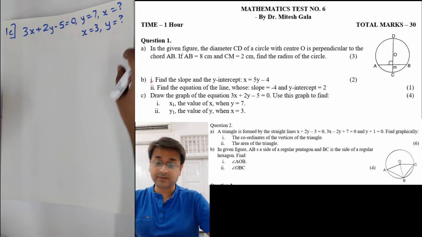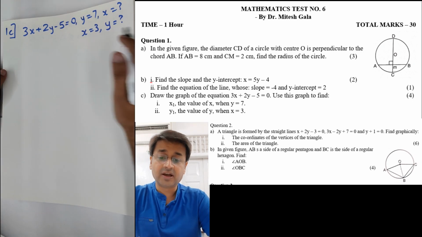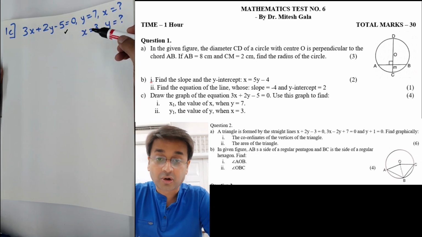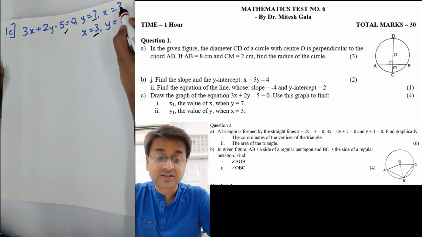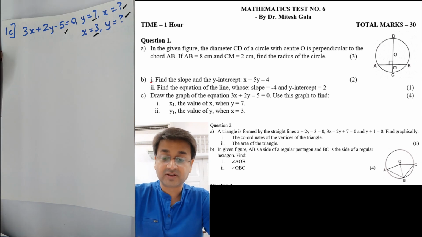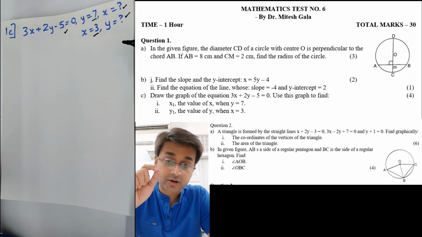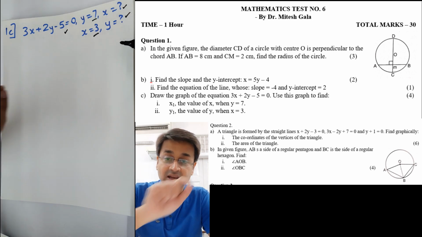Next one, 1c. Now for 1c, they are giving you an equation which they expect you to draw on the graph. Then the values of x and y are given and you find the values of x and y. So let's first get 3 points which we can plot in order on the graph in order to get this line on the graph.